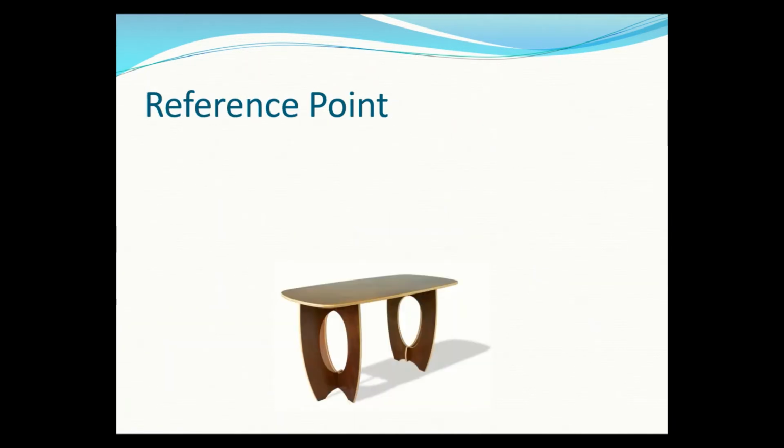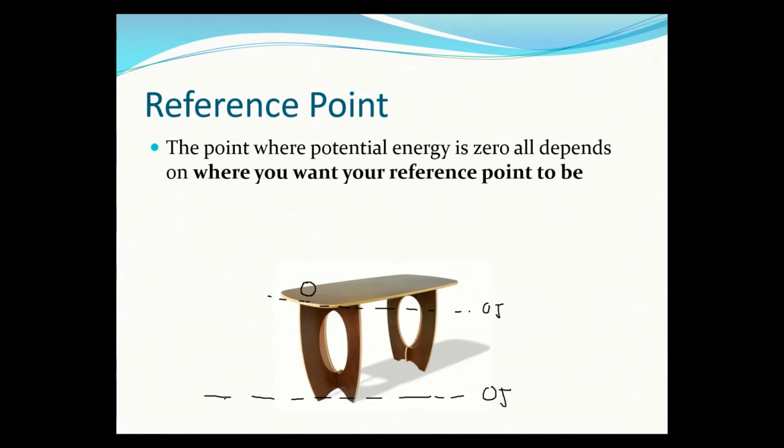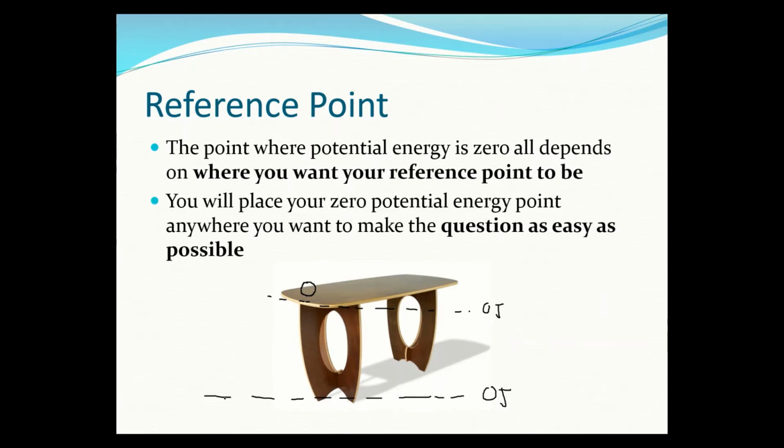Well, the thing about gravitational potential energy is it depends where your reference point is, right? So if I put a ball on top of this table, is the table my reference point? Is this where I have 0 joules? And the answer is it depends, right? The point where your potential energy is 0 all depends on where you want your reference point to be. You're going to place your 0 potential energy point anywhere you want to make the question as easy as possible. So right now, the floor would probably be the reference point.